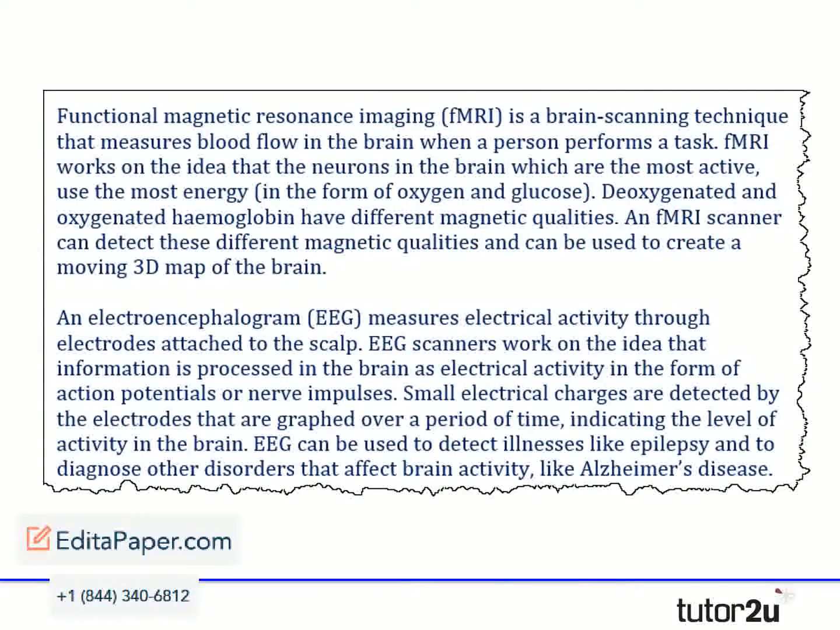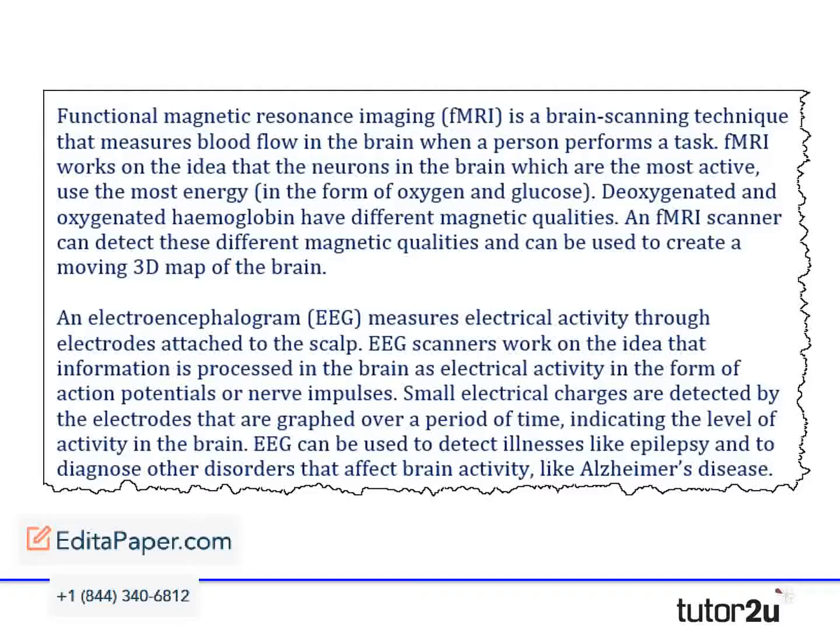I said fMRI is a brain scanning technique that measures blood flow in the brain when a person performs a task. fMRI works on the idea that neurons in the brain which are the most active use the most energy in the form of oxygen and glucose. Deoxygenated and oxygenated hemoglobin have different magnetic qualities, and an fMRI scanner can detect these different magnetic qualities and can be used to create a moving 3D map of the brain. That first part is 80 words long, so provides a nice, clear, well-detailed outline of fMRI.